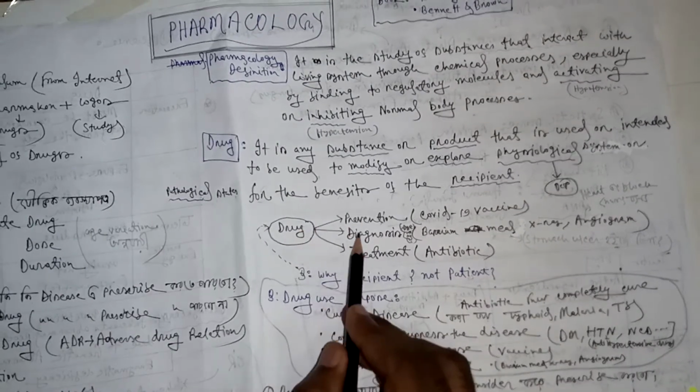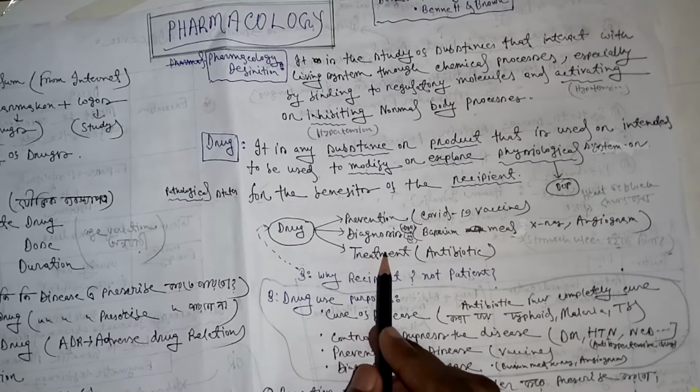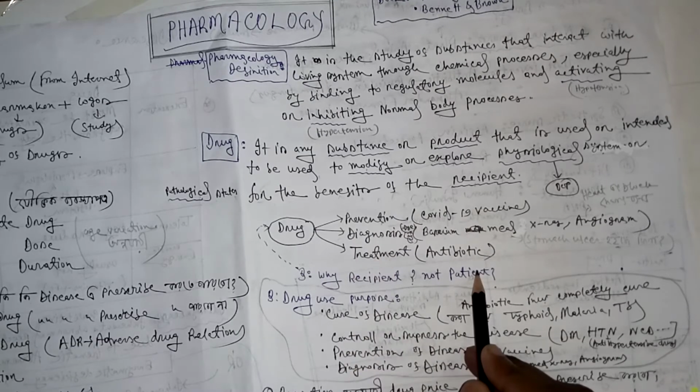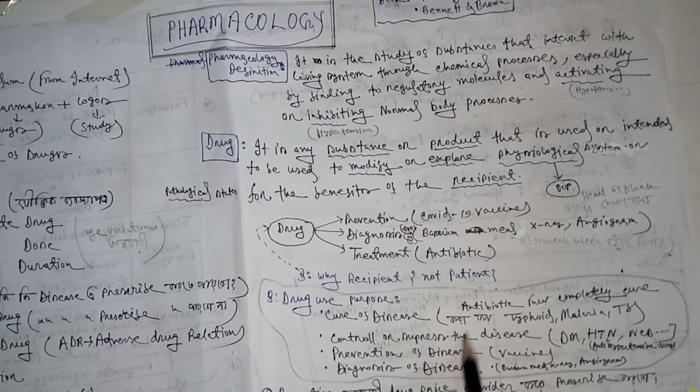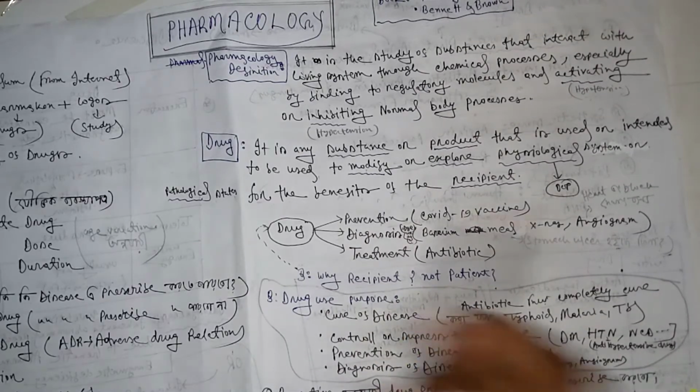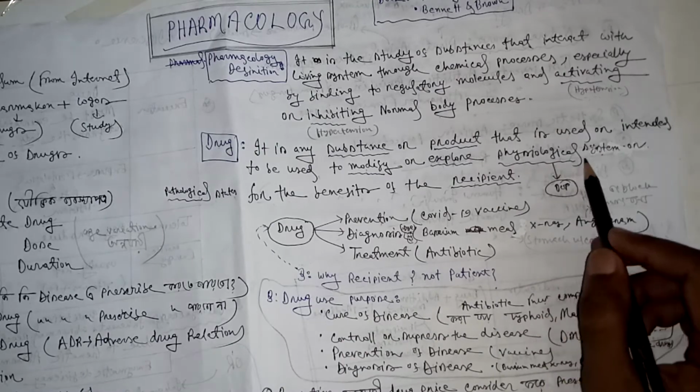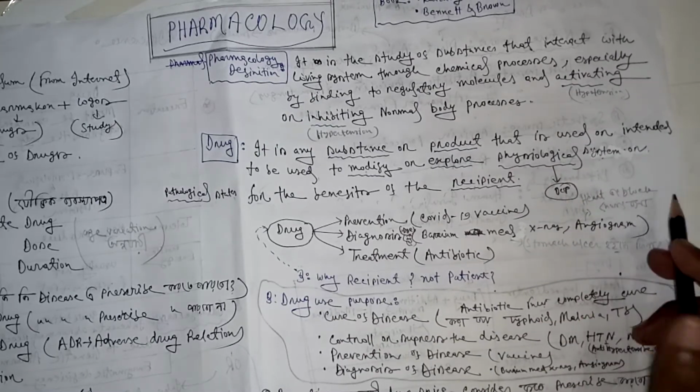Because we not only use it for treatment, if we use it for treatment, then it would be a patient. But we use this for prevention and diagnosis also, that's why it is a recipient, so we don't say patient. Okay, so then drugs can be used in physiological processes also, like the oral contraceptive pill.